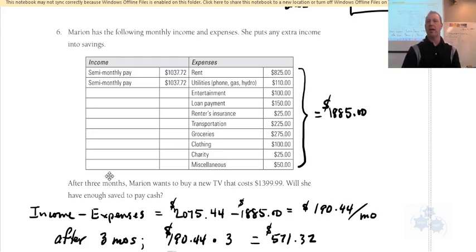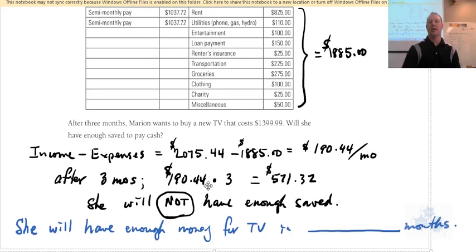So here's the thing. After 3 months, Marion wants to buy a new TV that costs $1399.99. Will she have enough saved to pay cash? So you want to take 190.44 and find out how much total she will have saved in 3 months. So you multiply that by 3, and you end up with 571.32. So the answer is no, she will not have enough saved.